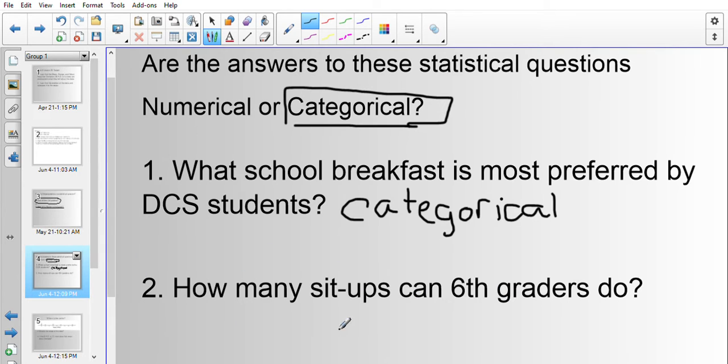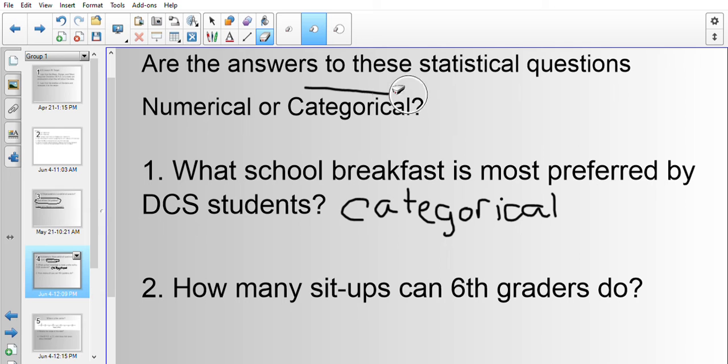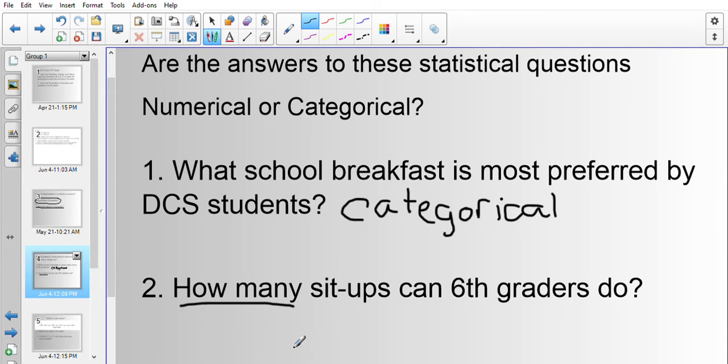Let's take a look at question number 2. How many sit-ups can 6th graders do? Is that numerical or categorical? Well, if we're talking about how many, right, that should be a hint that we're talking about a number. And since we're talking about how many sit-ups a 6th grader can do, we could say that that is numerical.